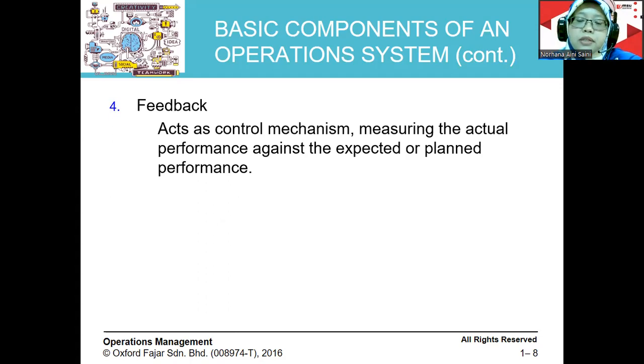So meaning that starting from the input that we have, we already plan what kind of flavor, what kind of design that we want to produce. That's why at the end we must have feedback so that we can know whether whatever we have planned is as we expected, or maybe it can become vice versa.